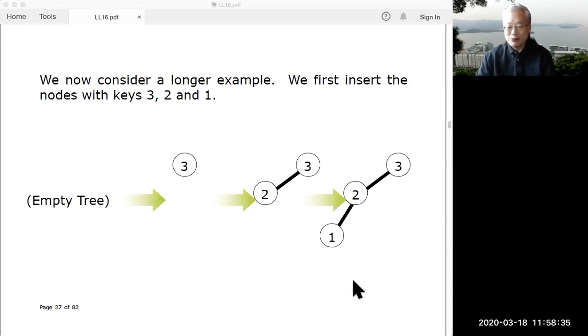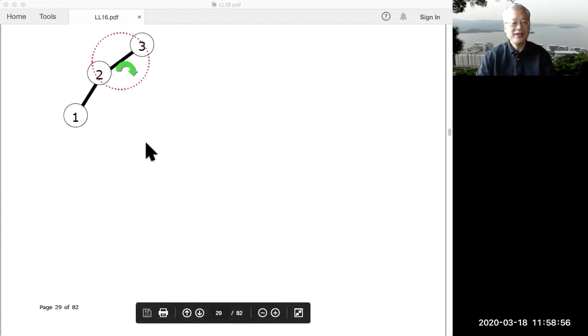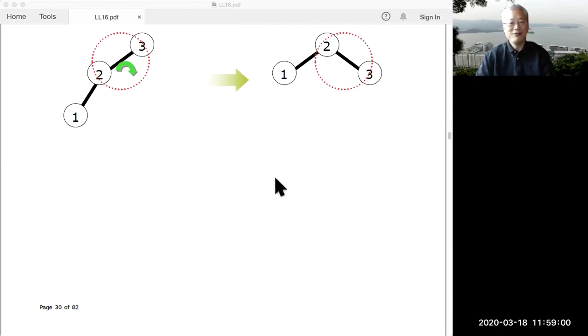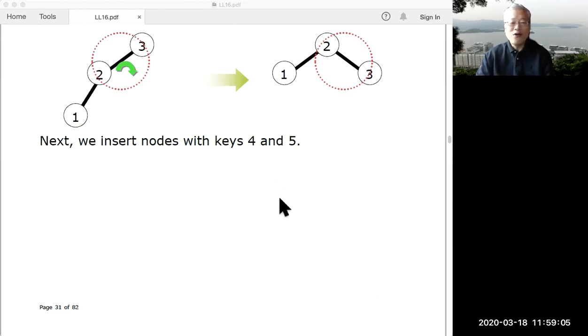What rotation do we need? Left or right? Right, good. So along which axis? The axis is between 2, 3, right? So 2, 3, right rotation. So after doing the right rotation, we get this. Good, no problem, right? Very simple. So let's go on. Now, we insert 4 and 5.